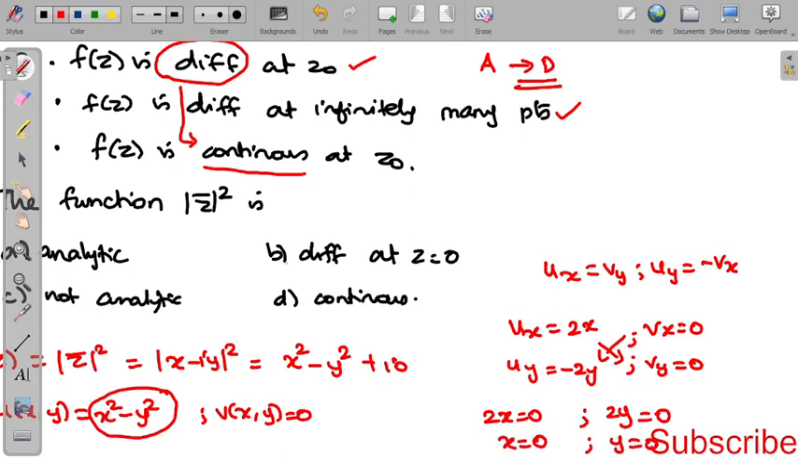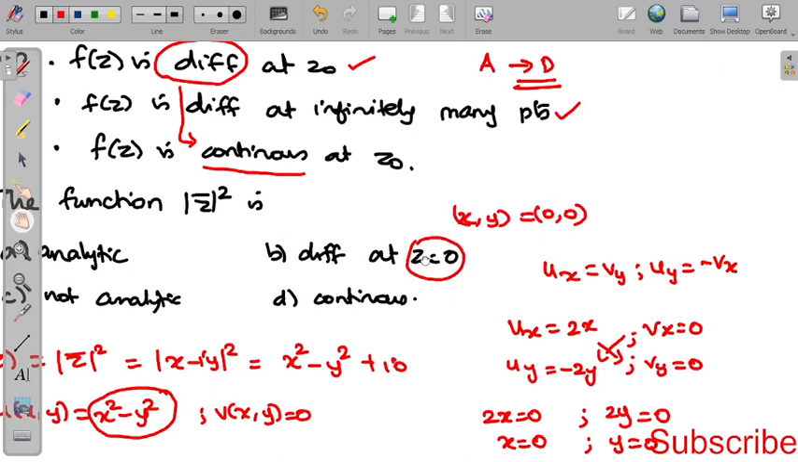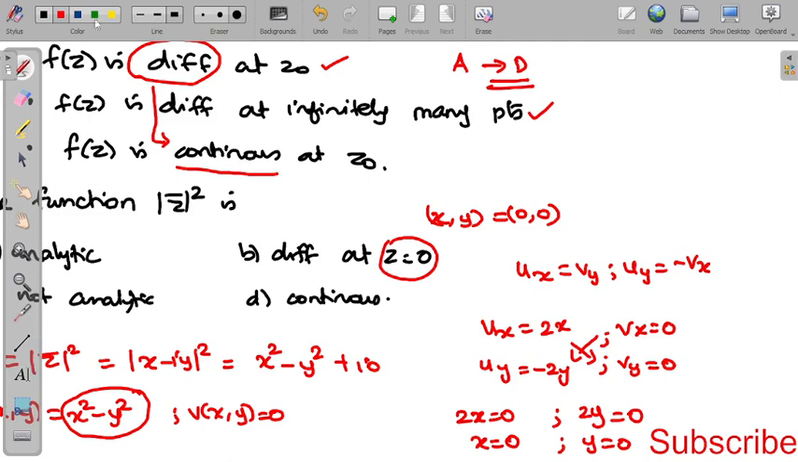The question asks about differentiability at z equal to 0. That means (x,y) is equal to (0,0). So x and y are 0. If you substitute the value x equal to 0 and y equal to 0, you will get 0 equal to 0. So it satisfies the CR equation. So we can say that it is differentiable at the given point z equal to 0, but it is not analytic.